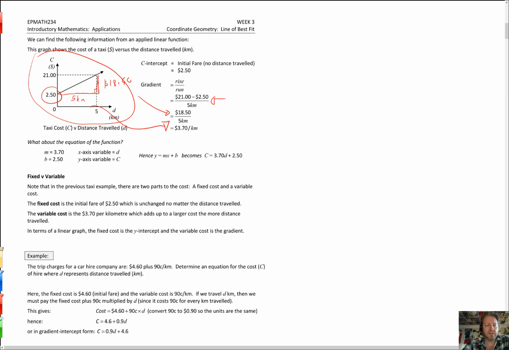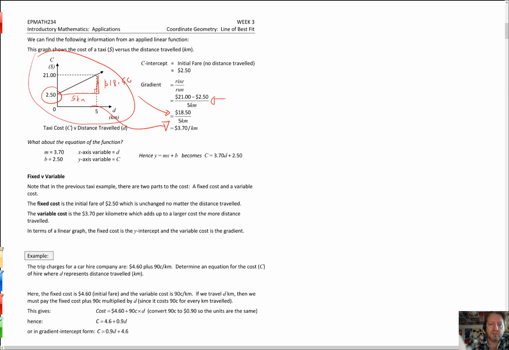So we've got two things happening here, which is going to happen in most of our examples in this lecture. Some sort of initial fare. It's a fixed cost. No matter how far you go, it costs $2.50 to hop in. And then there's a gradient, which represents some sort of variable amount. Not sure how much it's going to cost. It's $3.70 per kilometre, but the variable part is how many kilometres did we go.